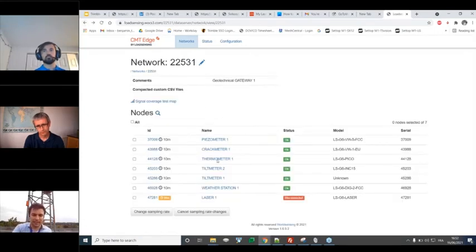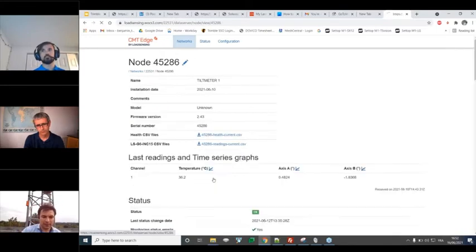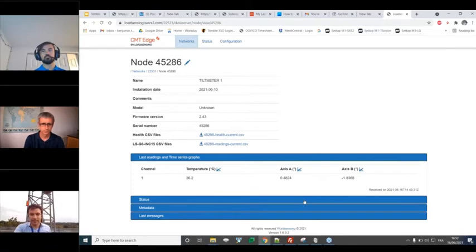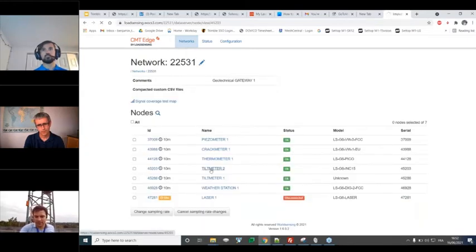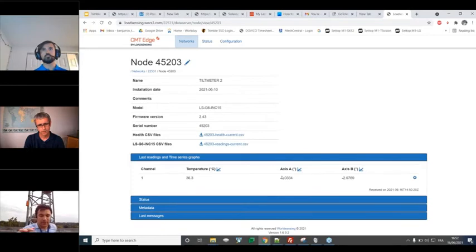Here, the connection is on the gateway side. If I select my tilt meter, I configure tilt meter one, I think. As you can see, I have the two axes I measure. And if I go to tilt meter two, I also have these two axes. So let's configure a tilt meter. I'm going to show you how to do it. Here you have the default value, which means the real value you measure.